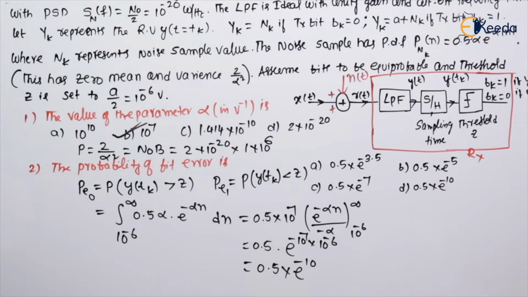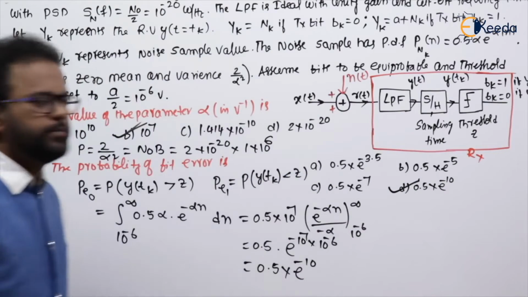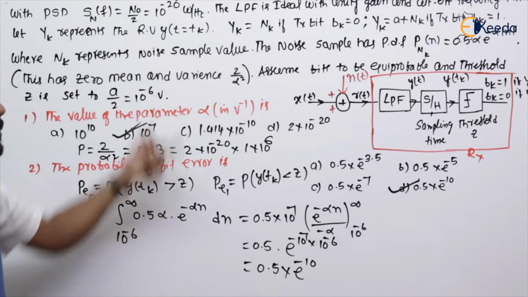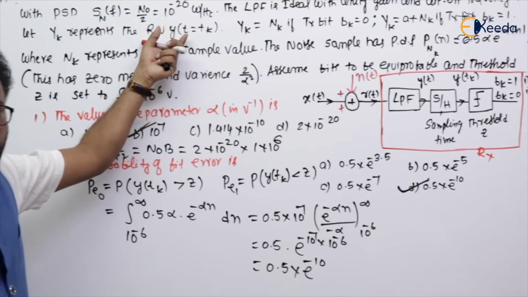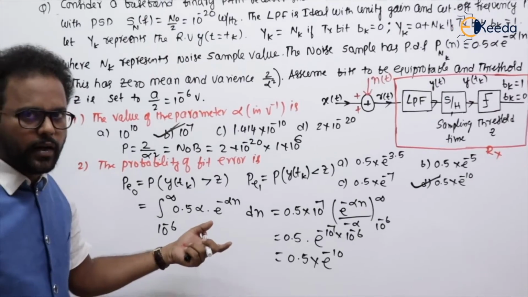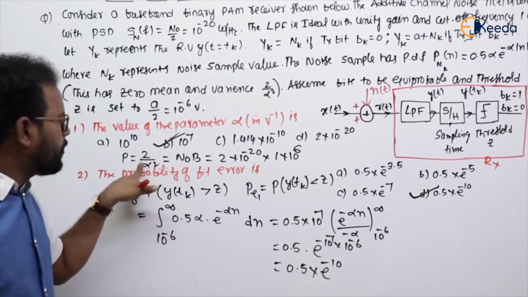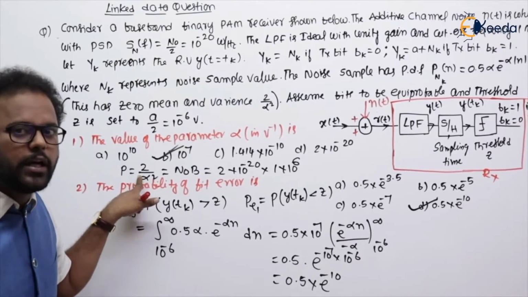So you can see the options. I can say option D is correct. It is a simple problem only, but the question is big. Try to understand the question, try to equate the values. Clear? So the power formula is N naught B. Here power equals variance because the mean is 0.